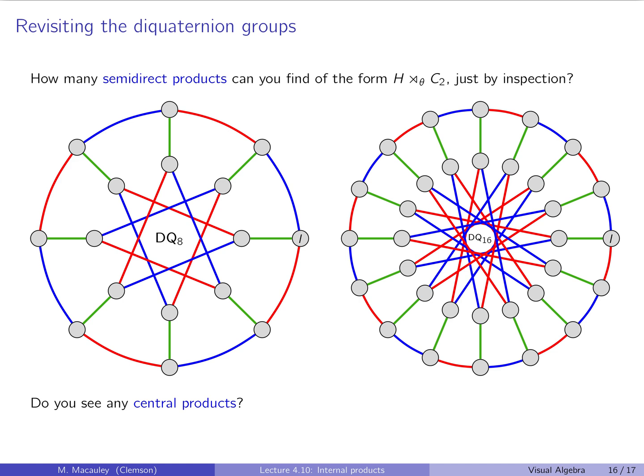We'll see. So first of all, how many semidirect products can you find of the form H with some subgroup C2? So we're looking for order 8 subgroups and some element of order 2 that intersects it trivially. Okay, I'll let you pause the video and try to find them yourself, and then come back. Okay, welcome back, if you did that at all.